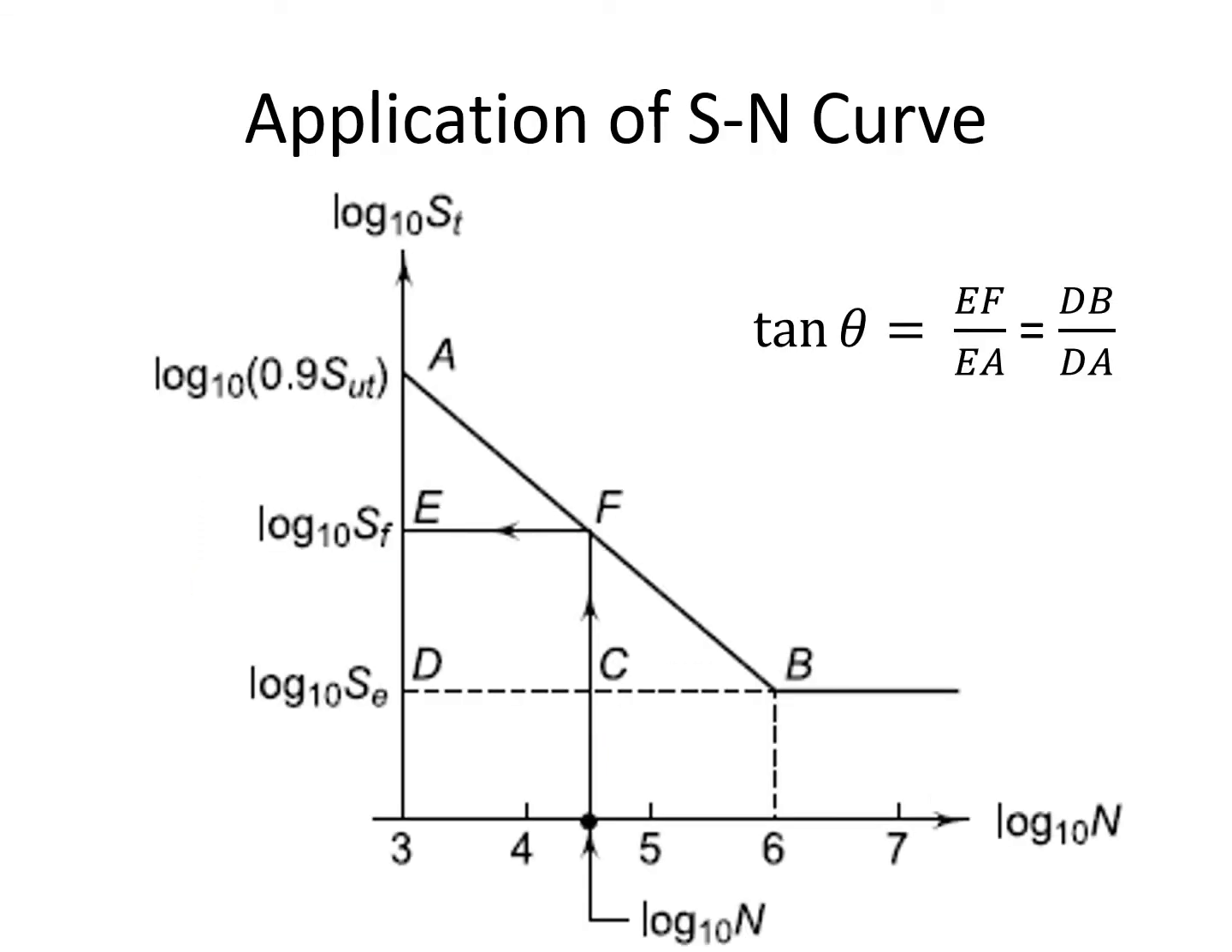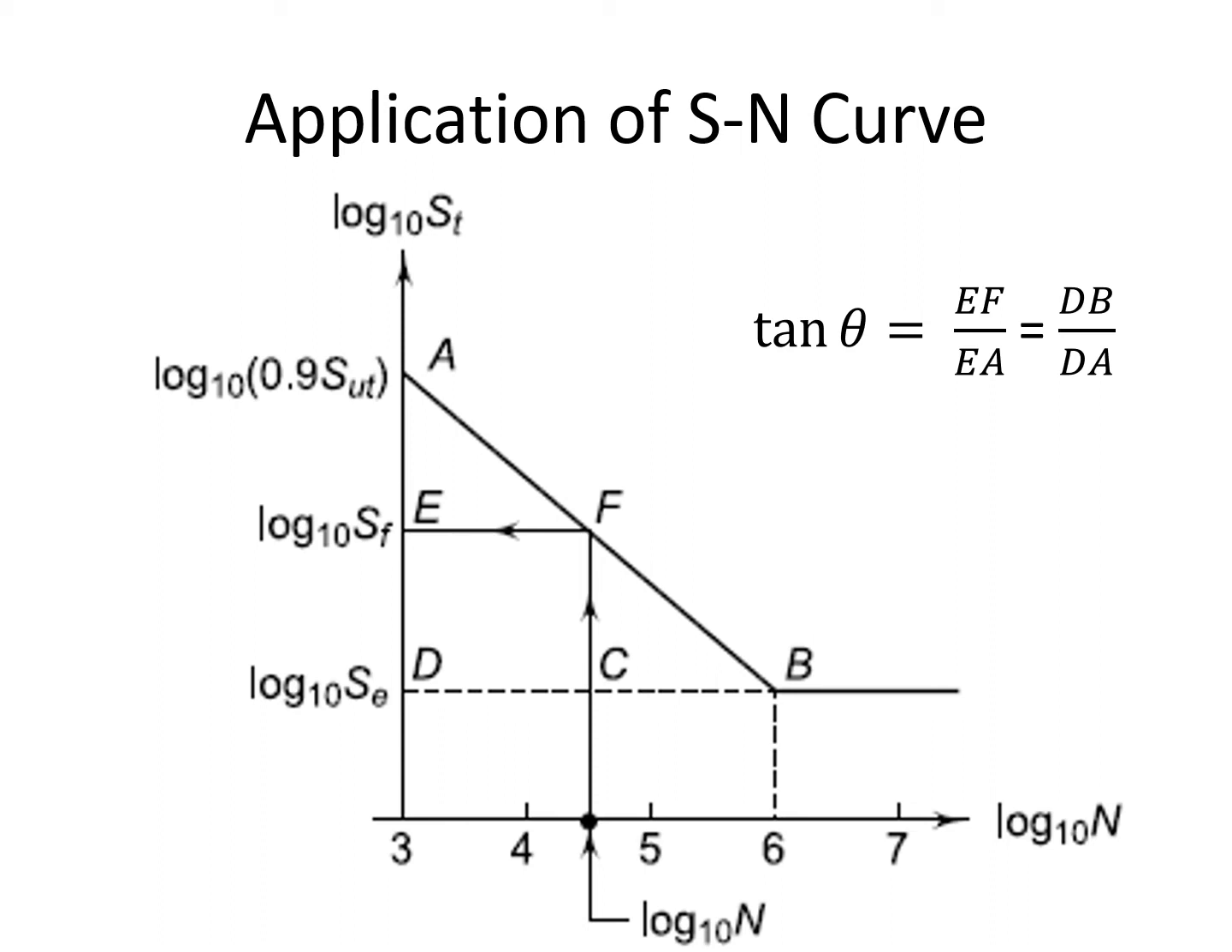Actually, for steel, up to 10 power 3 cycles, the strength is reduced by 10 percent. So we can eliminate that part, because, as you might have seen in the previous slide, that is called low cycle fatigue. So we can eliminate it from our calculations. So we are drawing the SN curve from 10 power 3 cycles.